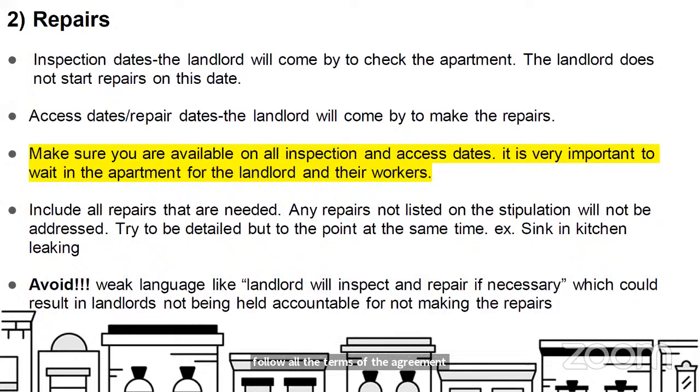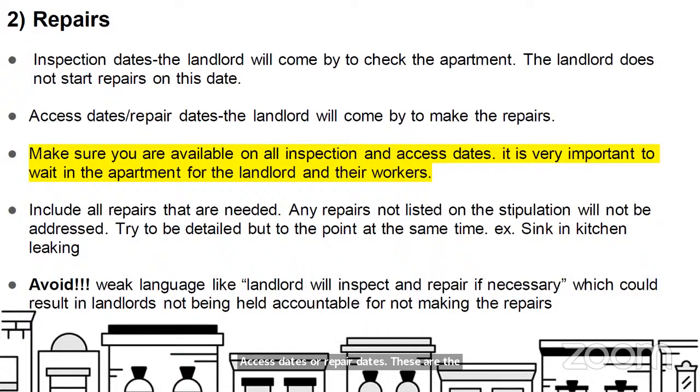Another component of a non-payment stipulation could be repairs. So what is the language involved when you're talking about repairs in a stipulation? Inspection dates are the dates that a landlord comes by to check the apartment. The landlord does not start repairs on this date. Then there are access dates or repair dates.